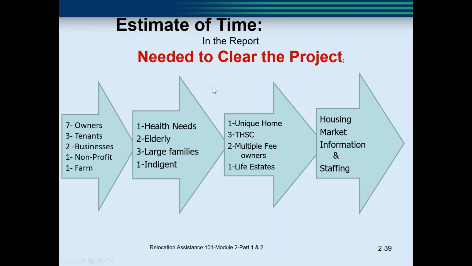In this slide, this is putting all the information together. When you do your report, you can state that you have 7 owners, 3 tenants, 2 businesses, 1 nonprofit, and 1 farm. And then you also go into how many you have that have health needs, how many that you have elderly, and so on and so forth. All of this information is addressed in your written report.